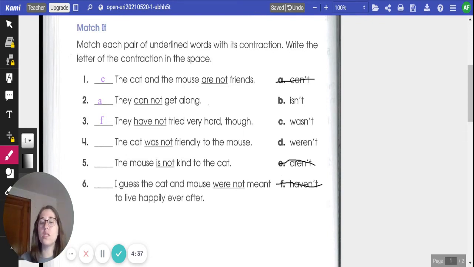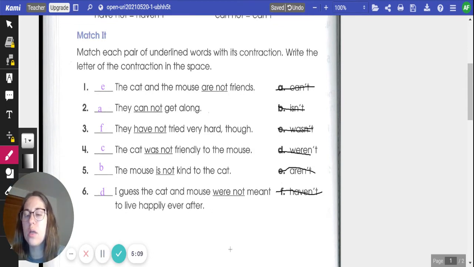Number 4, the cat was not friendly to the mouse. We're looking for the contraction for the words was not. Number 5, the mouse is not kind to the cat. We're looking for the contraction for the words is not. And number 6, I guess the cat and mouse were not meant to live happily ever after. We're looking for the contraction for the words were not. Go ahead, pause the video to get 4, 5, and 6 done, and click play when you're ready to check it.